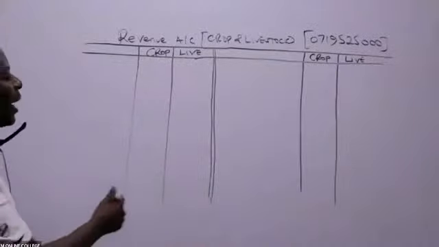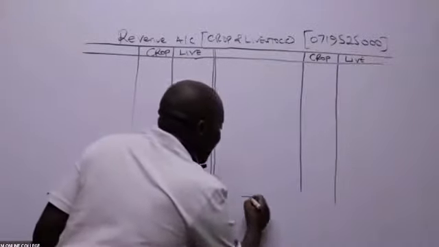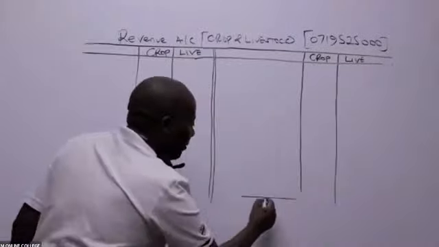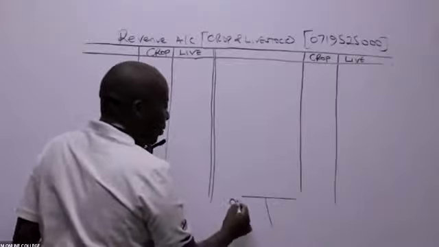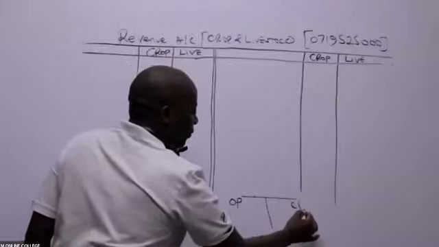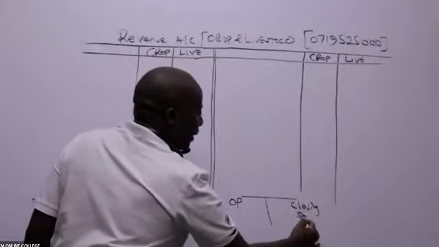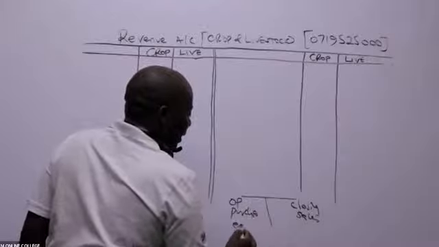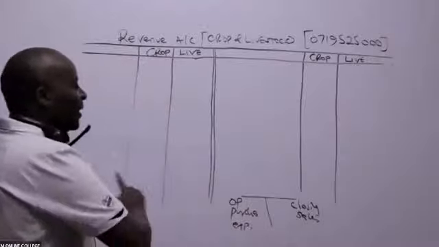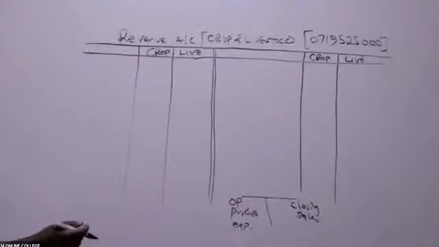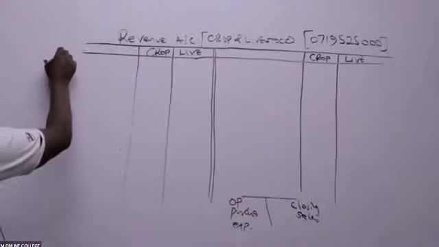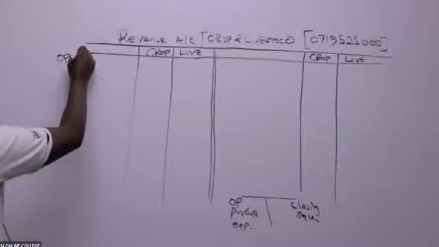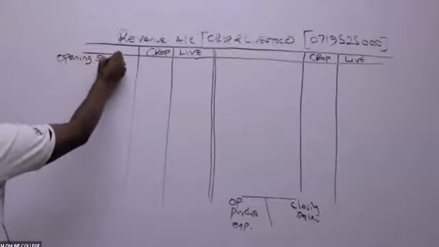So then remember our small T account. For the sake of you remembering, we have here opening stock, closing stock, sales, purchases, and then expenses. I will never forget this since the time I was taught this. So I shall start with the opening stock.